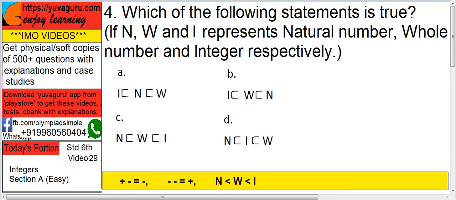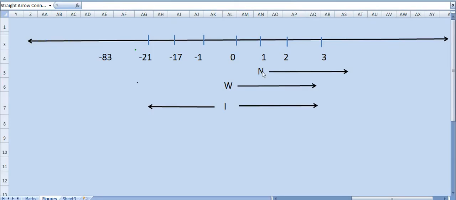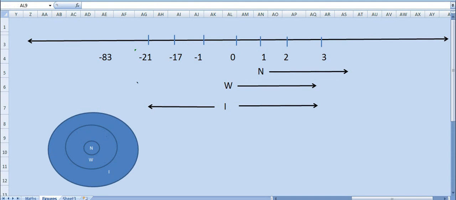It means this N will fit in W because W is from 0 to infinity, N is from 1 to infinity. So N will fit in W, and both N and W will fit in I because I is from minus infinity to plus infinity. So N and W will fit in that. So N is a subset of W. W is a subset of I. You can show it this way also: N less than W less than I.